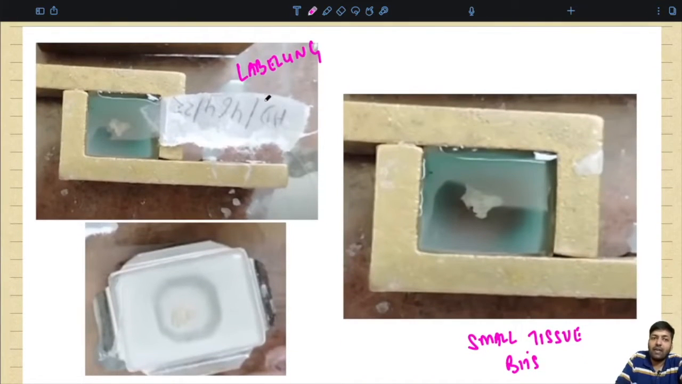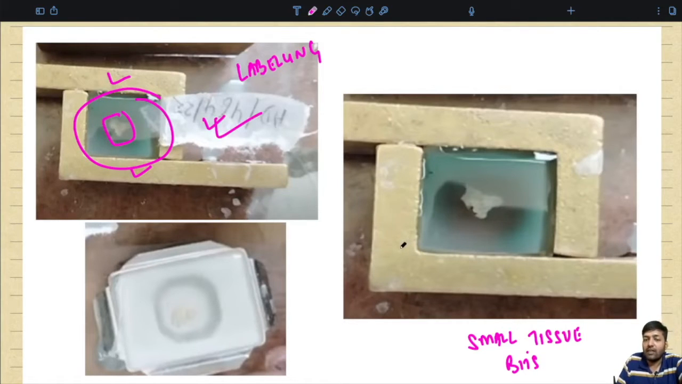Again, over here you can appreciate this is the L mold, and this is the tissue that has been embedded, and the labeling has been done. Small bits of tissue, as I told you, are placed in the center. This is how it is done with the L mold, and this is how it is done with the stainless steel mold. Then on top you can give a peripheral plastic ring as well.